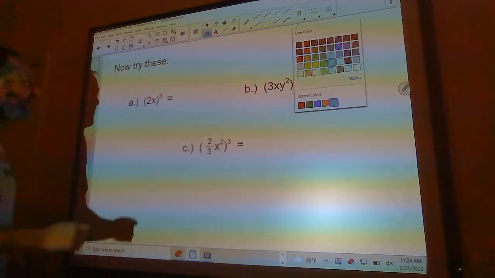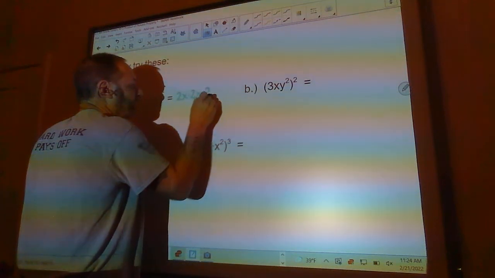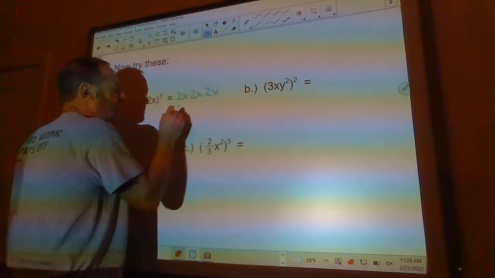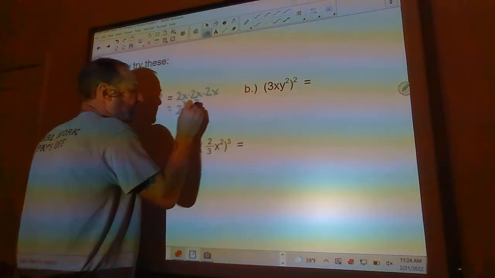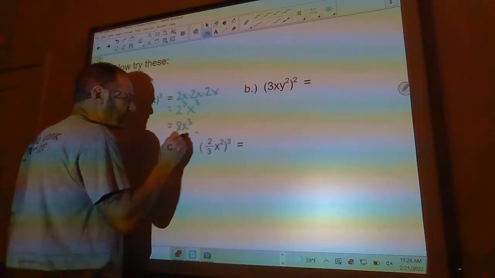Okay, so 2x to the 3rd power, this is going to be 2x times 2x times 2x, which is 2 to the 3rd power, x to the 3rd power, which would be 8x to the 3rd power is your best answer there.